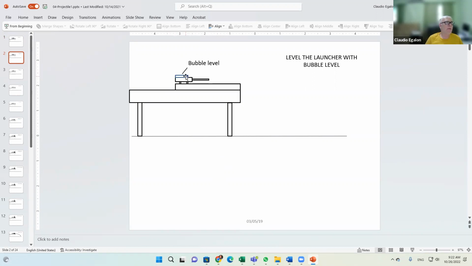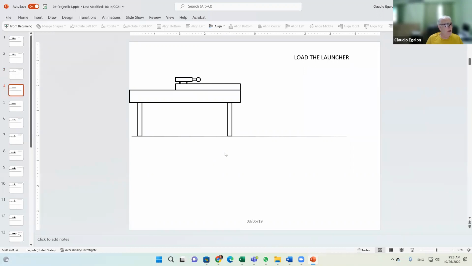Now they have started to manufacture laser levels as well. Okay, and the projectile is a sphere, a steel sphere. It is a sphere made of steel. That sphere has a little notch in its surface, and this notch allows the sphere to be inserted at the tip of the gun, and it stays there. Okay.